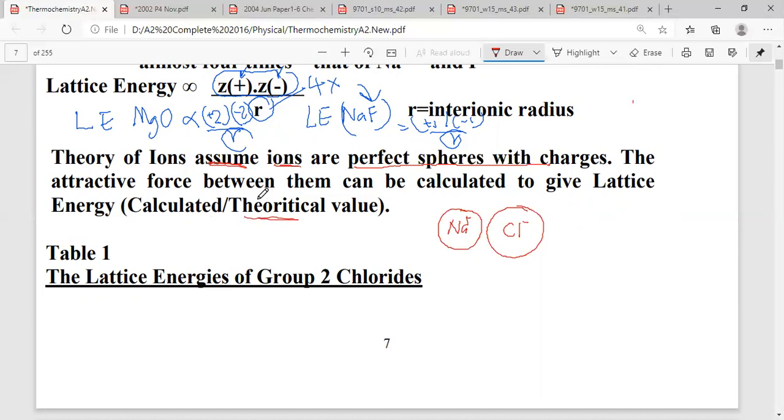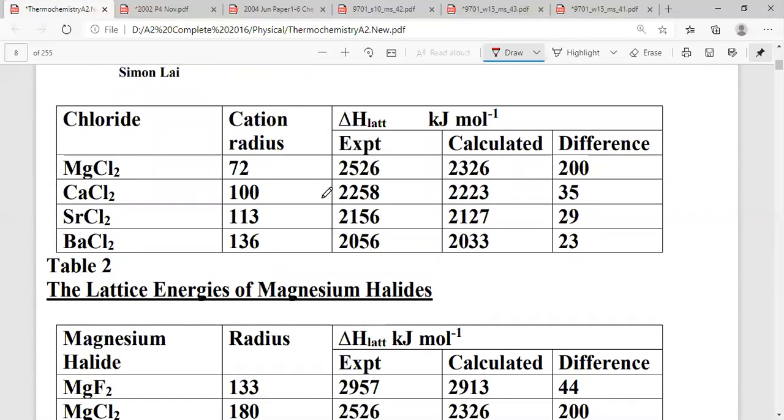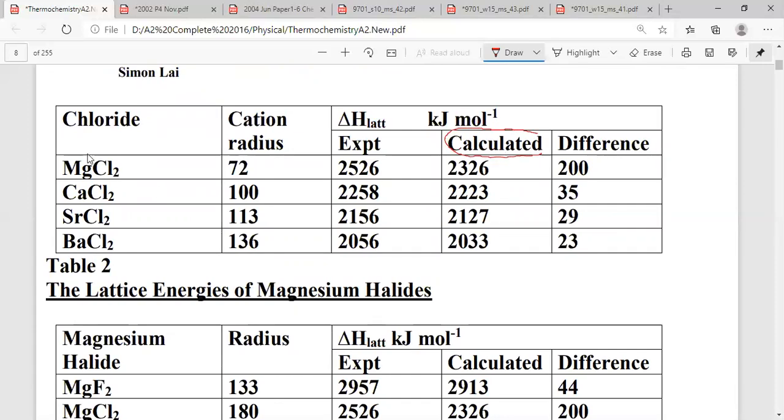Okay, so now they did this one here. So they count here, all right? See, calculated value. This is from theory. That means we assume all these fellows here to be perfect spheres. But is it true or not? If it's true, that means experimentally they should be the same value, because the calculation is theoretical. But here it is more, no? It's 2526 and it's 2326. The difference is about 200. Big difference. Why? How come the experimental value doesn't agree with the calculated value?